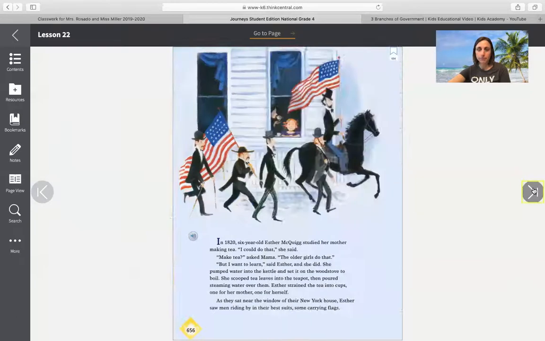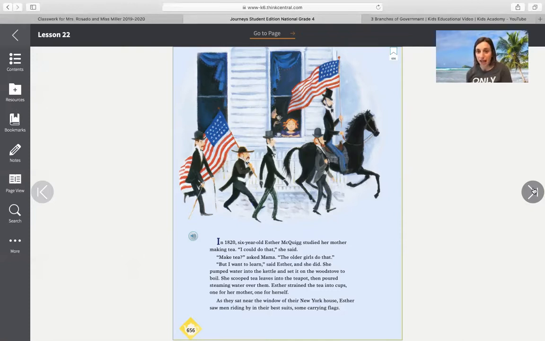I could do that. In 1820, 6-year-old Esther McQuigg studied her mother making tea. I could do that, she said. Make tea? Asked Mama. The older girls do that. But I want to learn, said Esther. And she did. She pumped water into the kettle and set it on the wood stove to boil. She scooped tea leaves into the teapot, then poured steaming water over them. Esther strained the tea into cups, one for her mother, one for herself. As they sat near the window of their New York house, Esther saw men riding by in their best suits, some carrying flags.